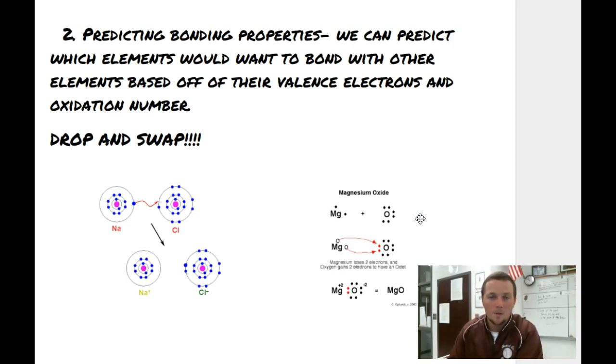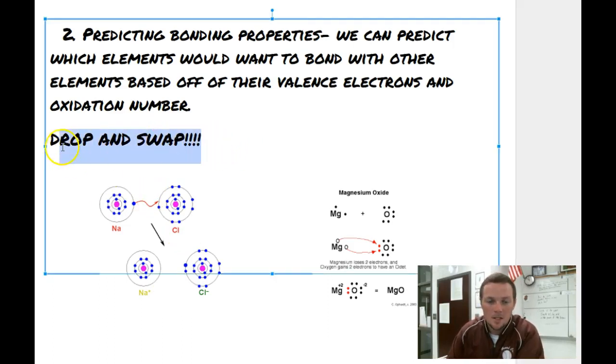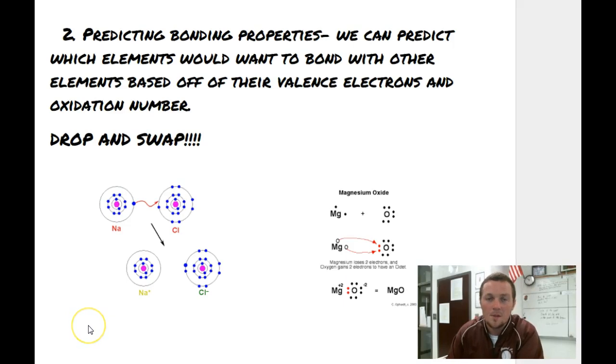But what if they don't match? What if it's not 2 and 2, whatever it might be? What if we have 3 and 2? Well, if that's the case, then we'll do what's called drop and swap. Make sure you understand drop and swap. Now, you should have done that in physical science. This is a lot of stuff that you should learn in physical science. We haven't really gotten into a lot of chemistry subjects yet, more of the basics of chemistry. So drop and swap, we'll have some practice of that in just a second.